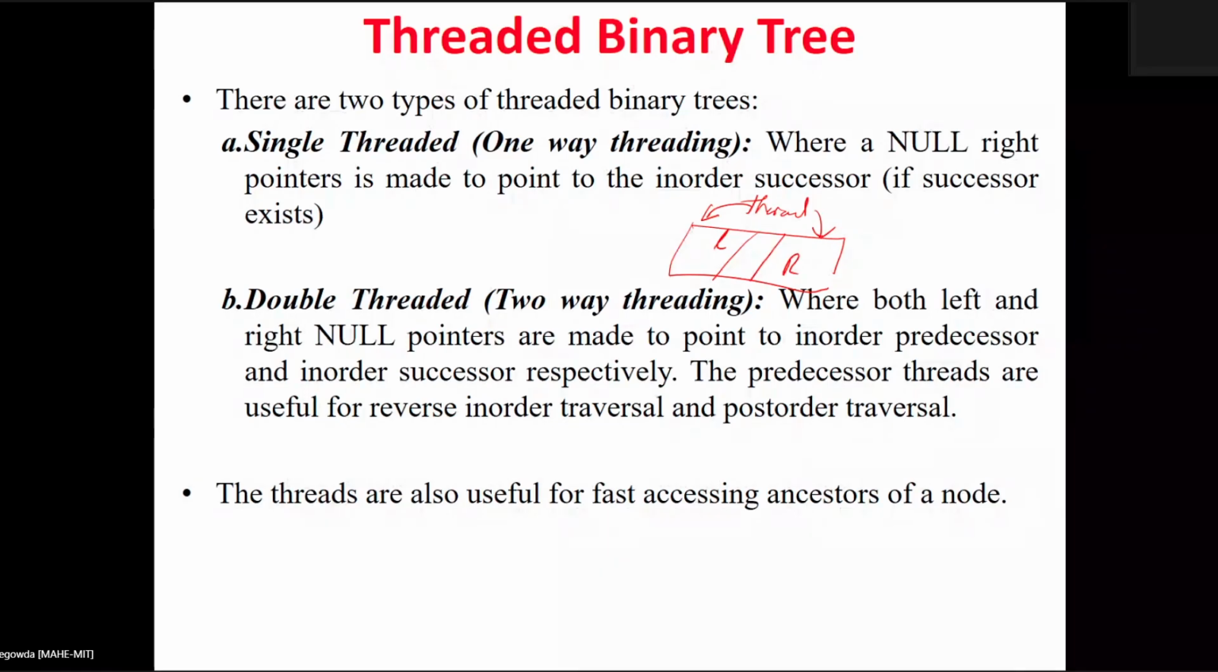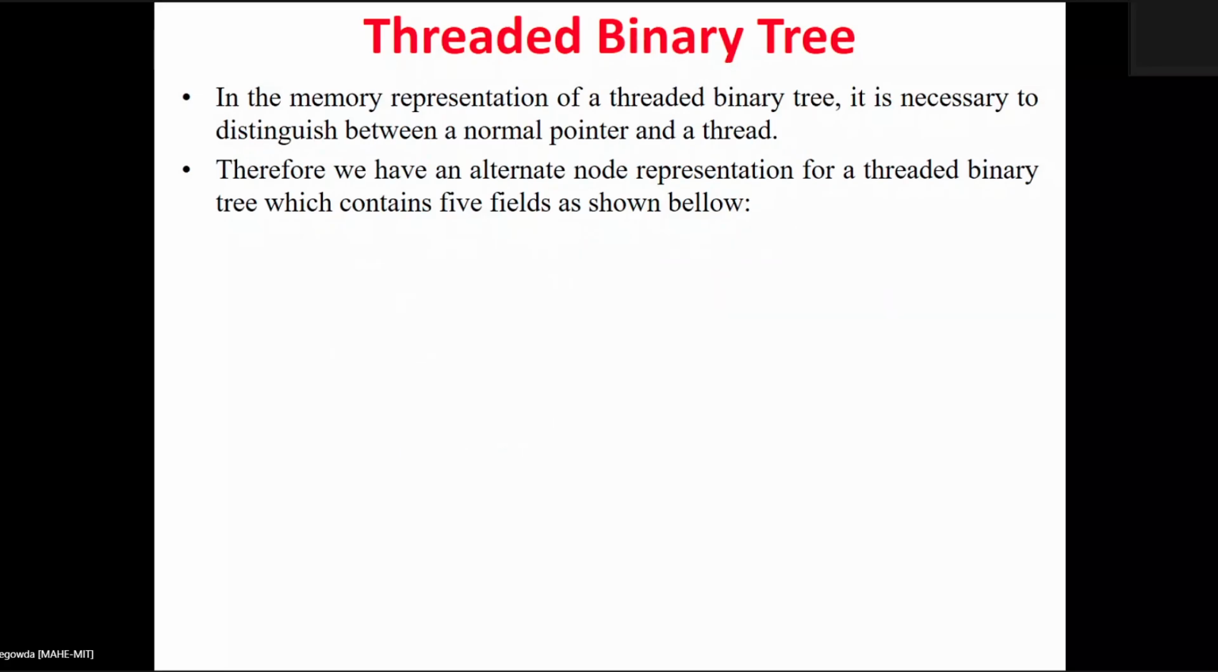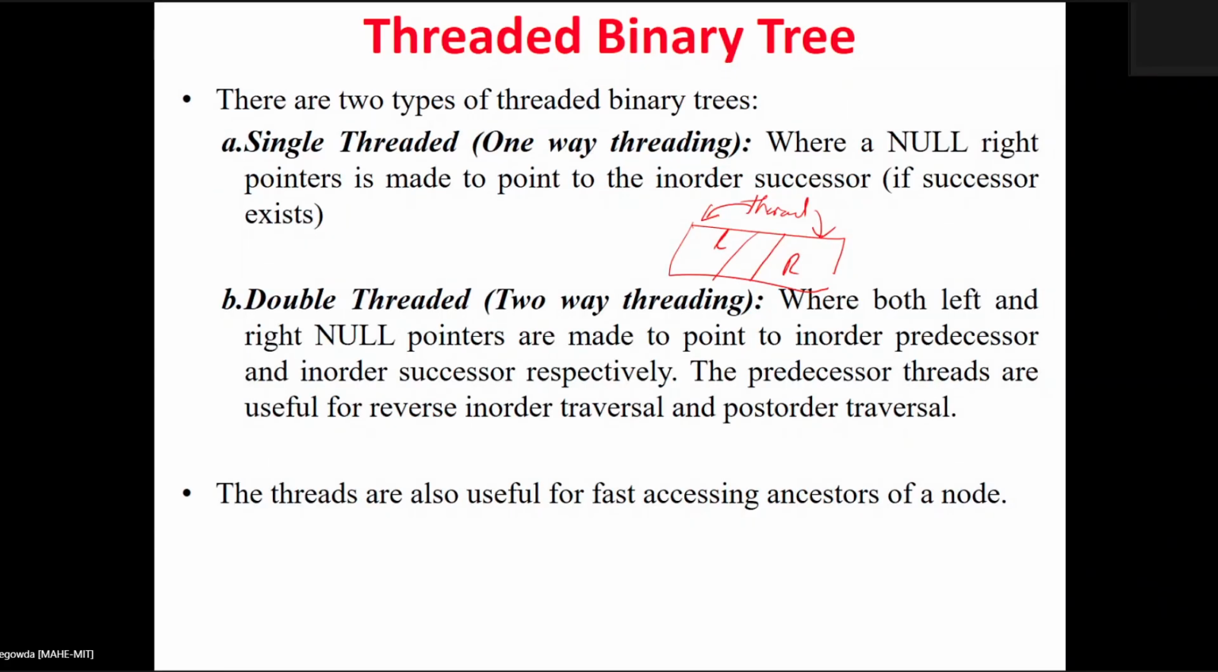If it appears in the right link field of a node, then it will point to the next node that will appear on performing in-order traversal. Such trees are called right-threaded binary trees. I'll give an example of that later. In case of single threaded, we can have two types of trees. One is called the right threaded binary tree.